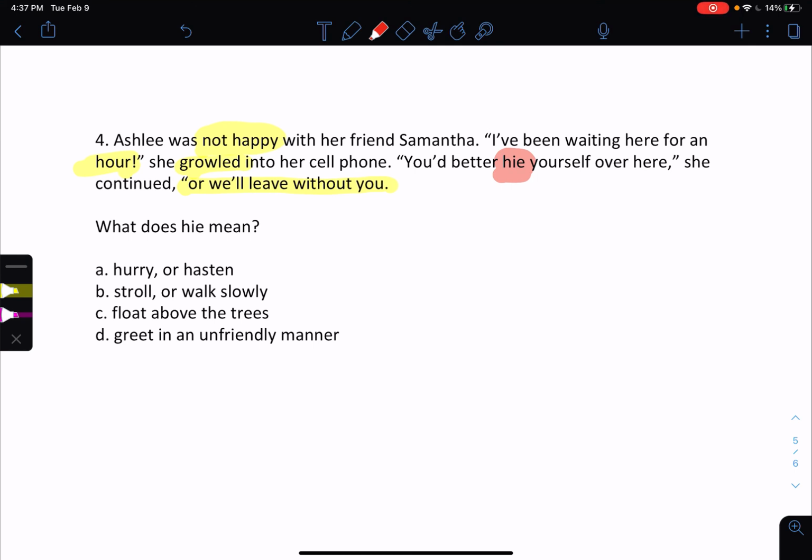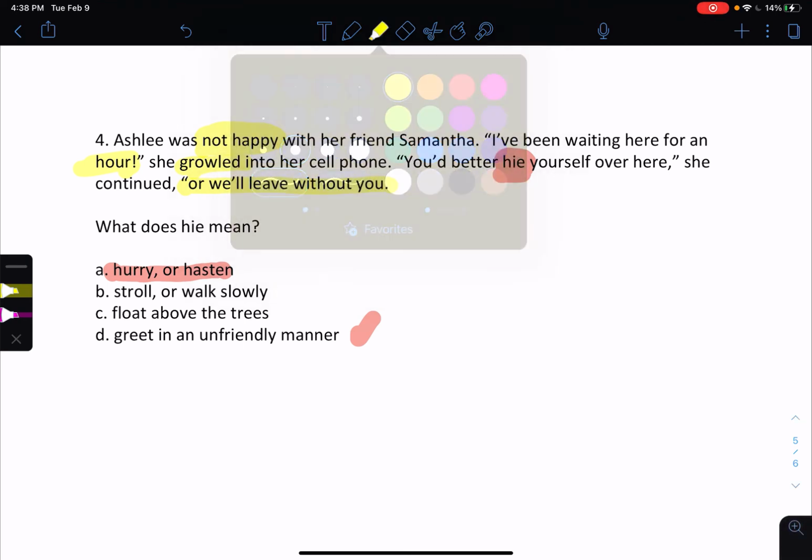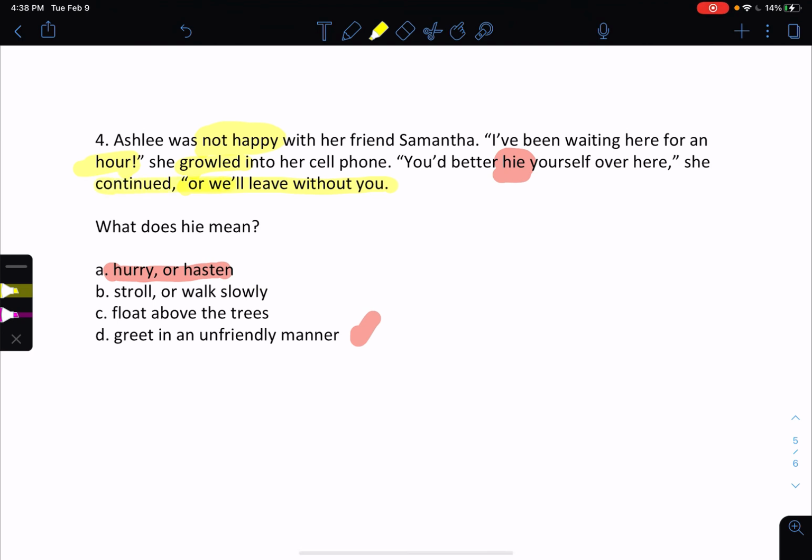Now, let's do some of these. You better greet in an unfriendly manner over here? Nothing to do with what Samantha wants. What does Samantha want her friend to do? She wants her to move fast, get there, or they're going to leave. So hurry or hasten, okay? And in this case, the context clue will be here. We'll leave without you. That's a context clue. Here's another context clue. We've been waiting for an hour, right? We're going to leave without you.